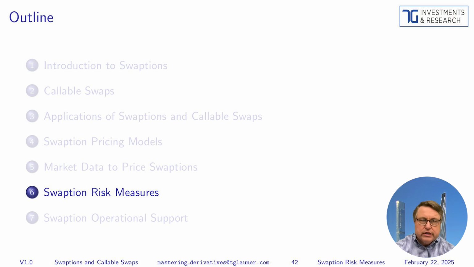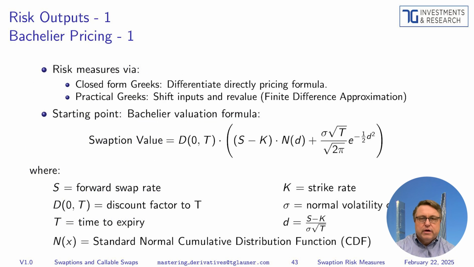We have covered market data inputs into the model, the yield curve, the at-the-money volatility matrix, and the smile adjustment. We now move on and discuss how risk measures for swaptions can be calculated. Risk measures can be calculated through two main approaches. Closed-form Greeks, which involve differentiating the pricing formula directly and therefore having a new formula for each type of Greek measures. And practical Greeks, which are derived by pricing the trade, then shifting inputs and repricing.